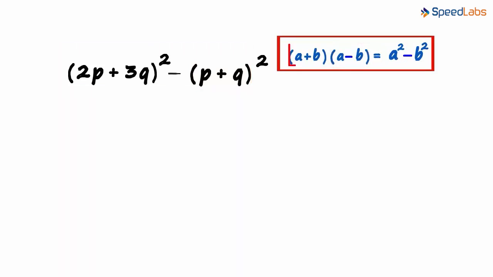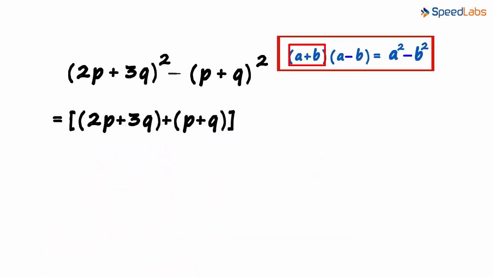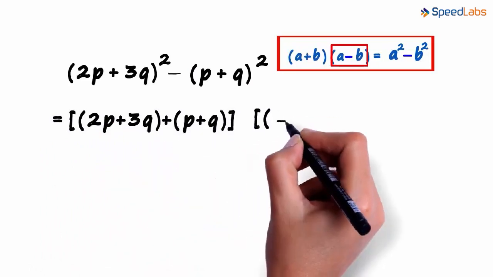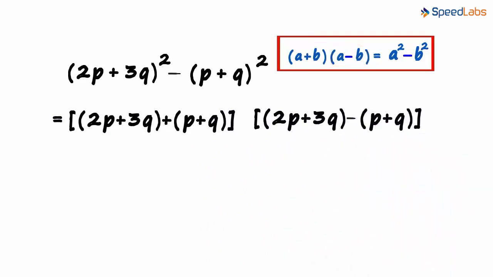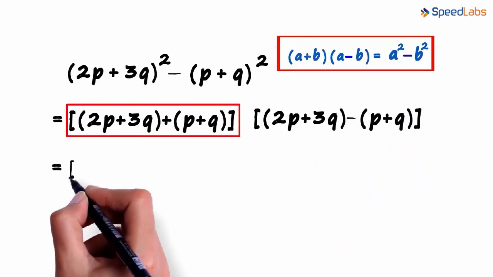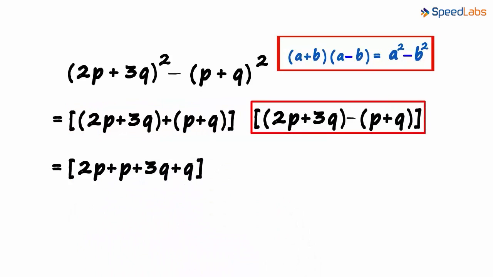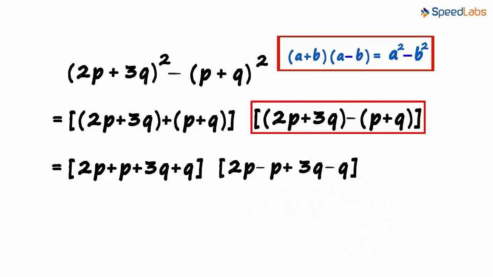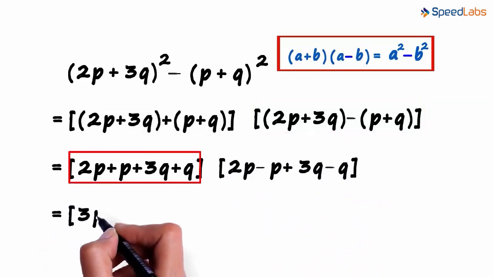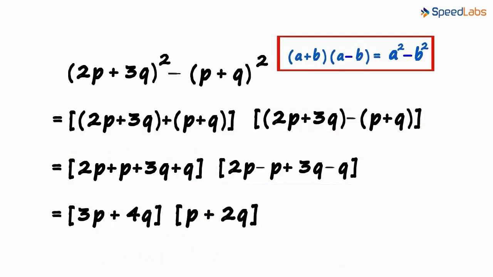The first group can hence be written as (2p + 3q) + (p + q). In the second group, we write (2p + 3q) - (p + q). To avoid mistakes, let us group the like terms. So we write the first group as 2p + p + 3q + q. And the second group as 2p - p + 3q - q. So we get our final answer as (3p + 4q) multiplied by (p + 2q). Don't forget to check your answer.